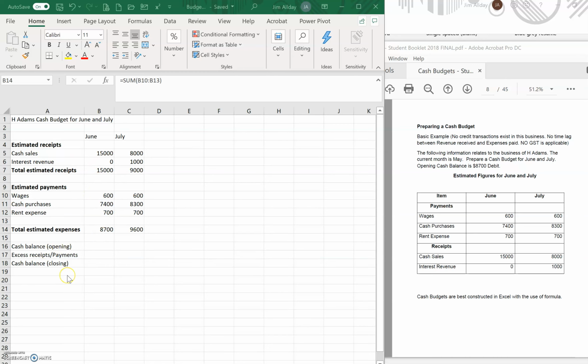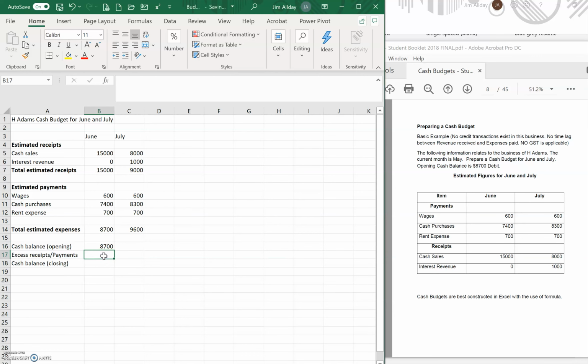Now we're doing this bit down here, our opening cash balance, the excess receipts or payments, and our closing cash balance. Now this is the one that sometimes people can't find or can't see. We will be given this number, you will be given this figure here. And for this question, it's actually hiding on page 3. And it tells us that the opening cash balance is an 8,700 debit. So $8,700 debit, being a debit, it's an asset, so it's a positive cash balance. If you're told that's a credit balance, that's going to be a negative, it's going to be an overdraft figure.